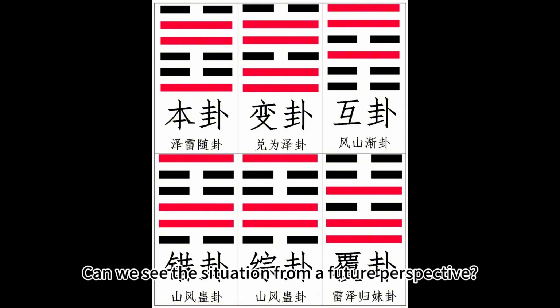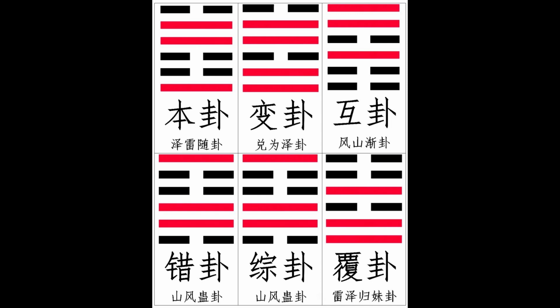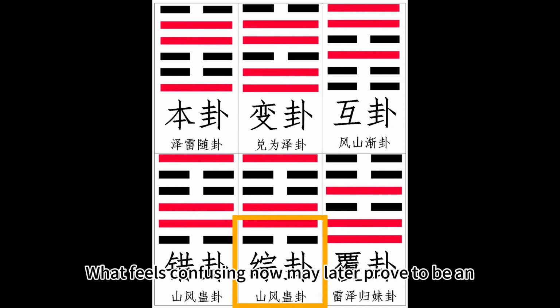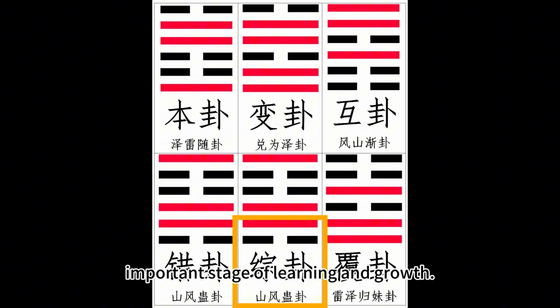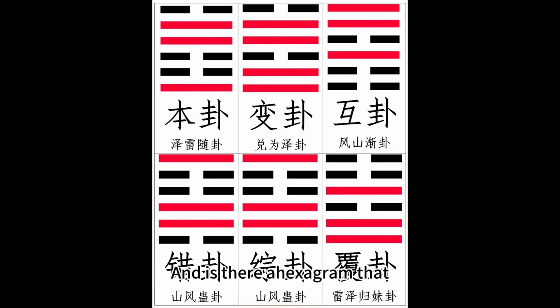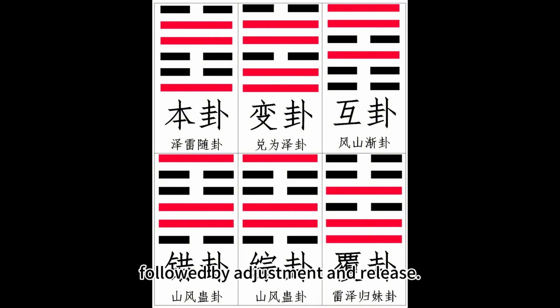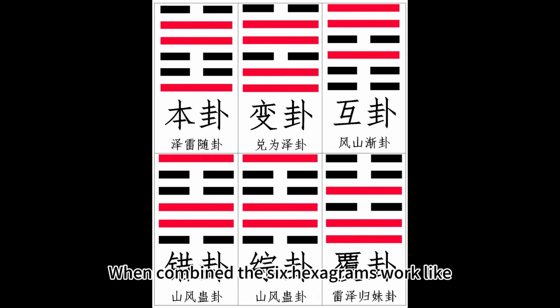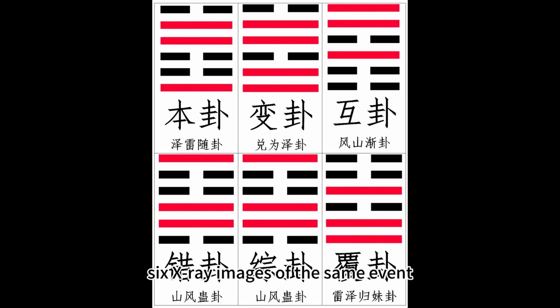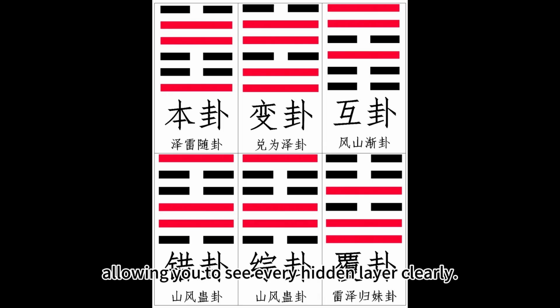Can we see the situation from a future perspective? Yes, through the reversed hexagram. What feels confusing now may later prove to be an important stage of learning and growth. And is there a hexagram that shows hidden side effects? Yes, the inverted hexagram. It suggests temporary disorientation caused by overexertion, followed by adjustment and release. When combined, the 6 hexagrams work like 6 X-ray images of the same event, allowing you to see every hidden layer clearly.